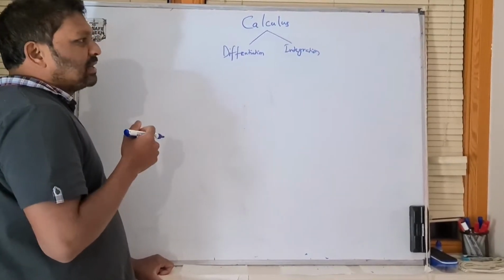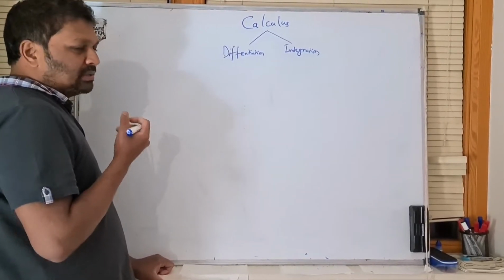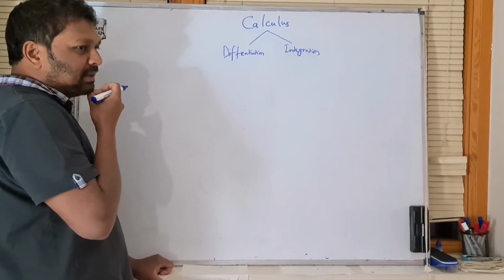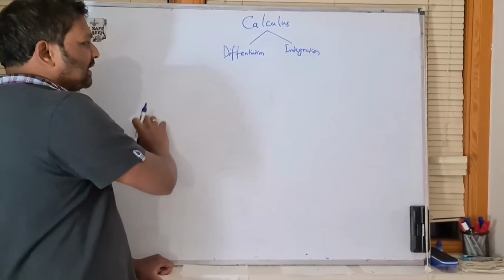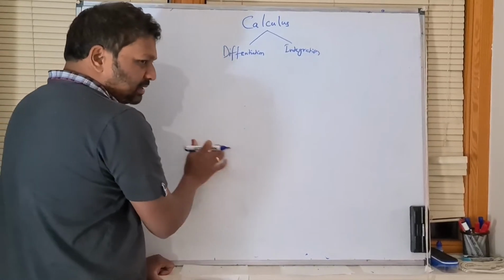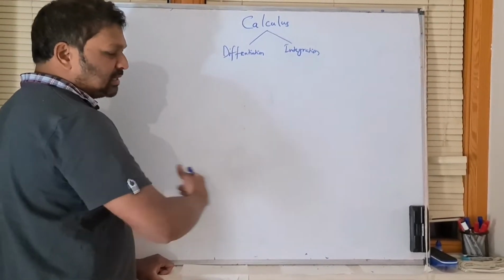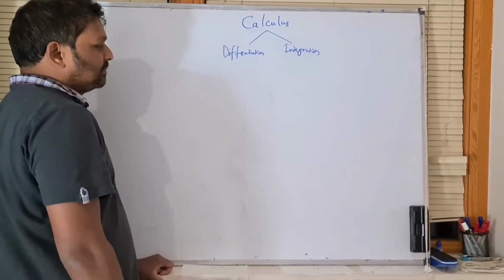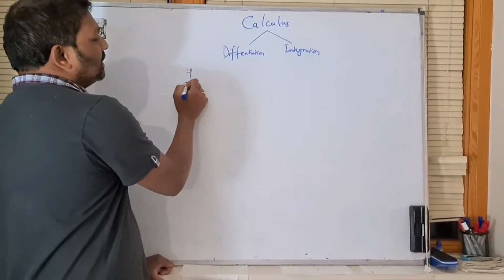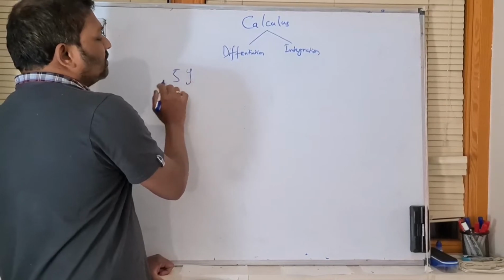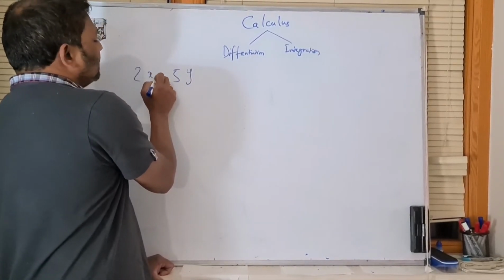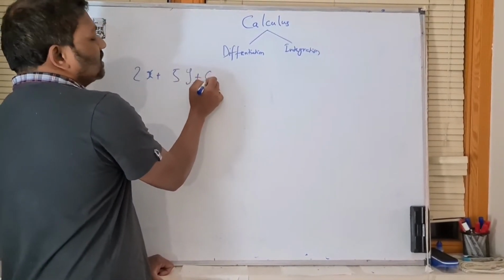If you take a straight line, that gives the slope. So what is the slope definition? Rise by run: the change in the y-axis divided by the change in the x-axis. For example, I'll give you a line equation: 2x plus 3y plus 6 is equal to 0.